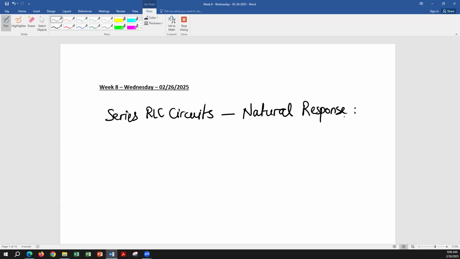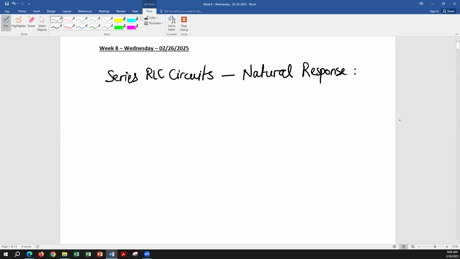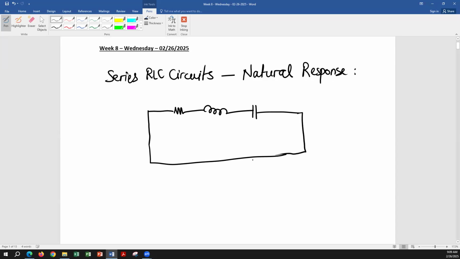But starting with the series RLC natural response, let's assume we have a series RLC circuit. And let's assume the circuit was running for a long time. There was some voltage across the capacitor. There was some initial current in the inductor that we represent, of course, as the initial value at t equal to 0 in general.